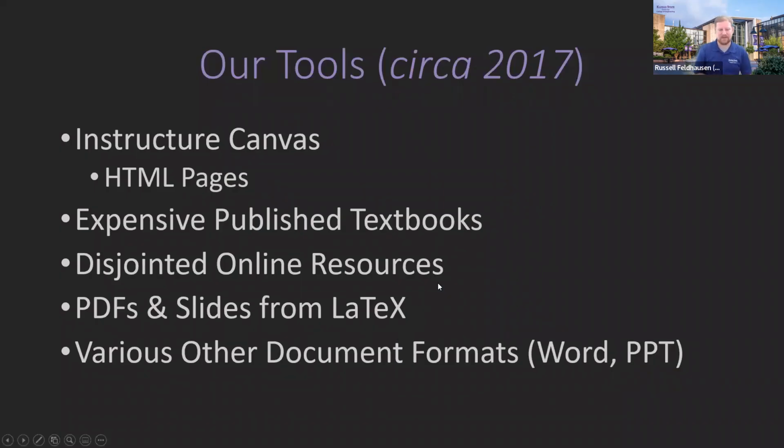Outside of that, in the world of computer science, there were, of course, the expensive published textbooks that were available. When I was an undergraduate in the mid-2000s, that was what we had. We spent $100 to $150 each on textbooks to teach us programming languages. Programming also had a lot of disjointed online resources, everything from Wikipedia to Stack Overflow.